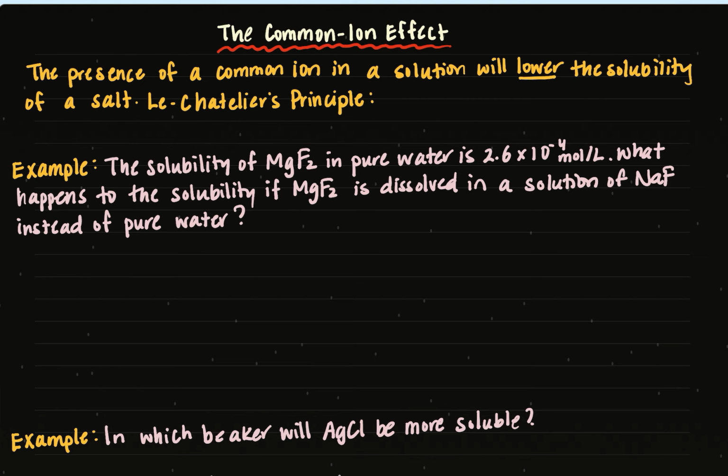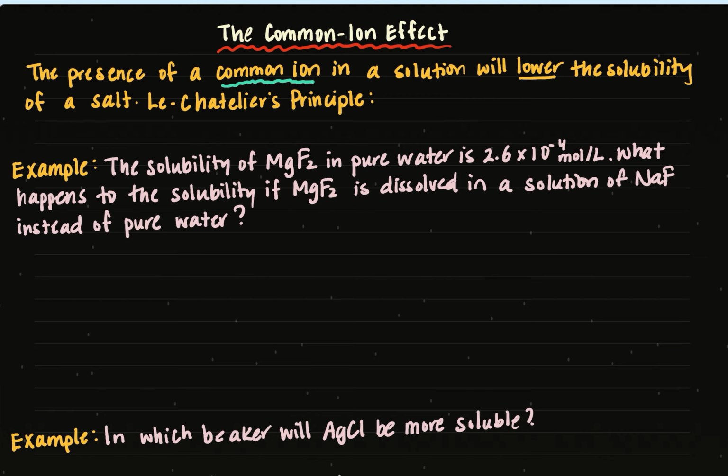What is the common ion effect? This phrase is really important. We have to look for a common ion in a solution. When we see a common ion in a solution, that will lower the solubility of a salt compound. In terms of Le Chatelier's principle, when you have so many common ions, they're going to cause my equilibrium to shift to the left towards the reactant, or towards the salt.